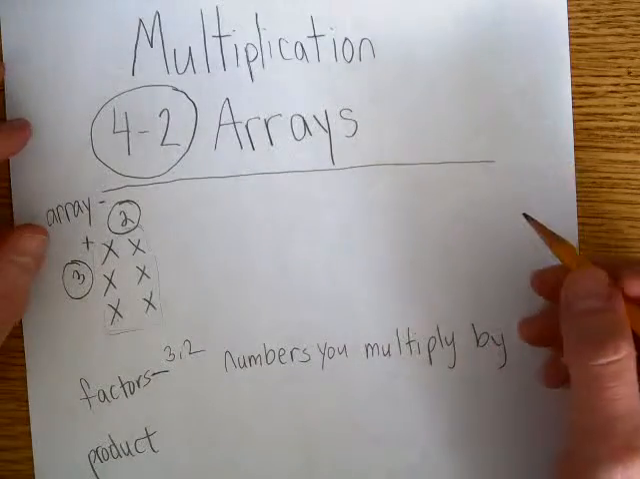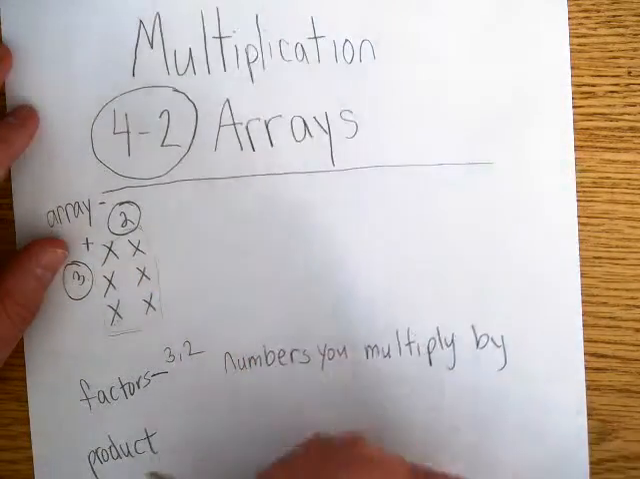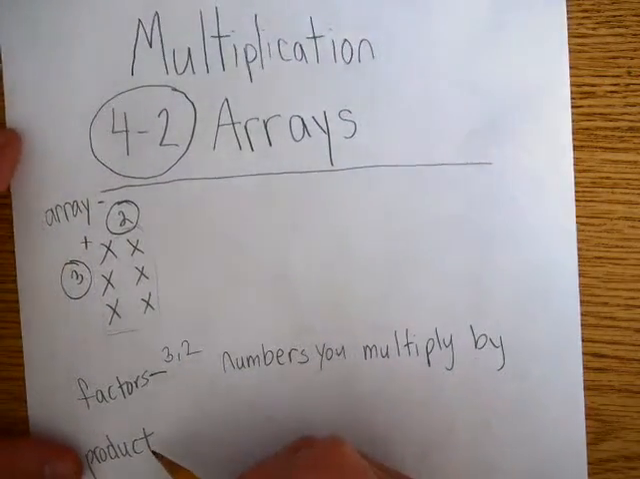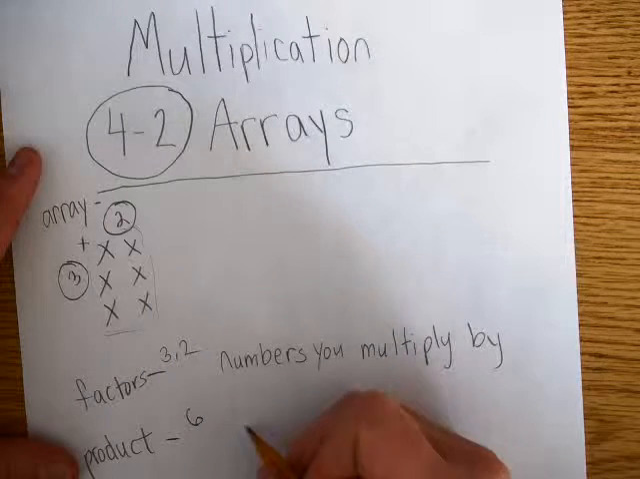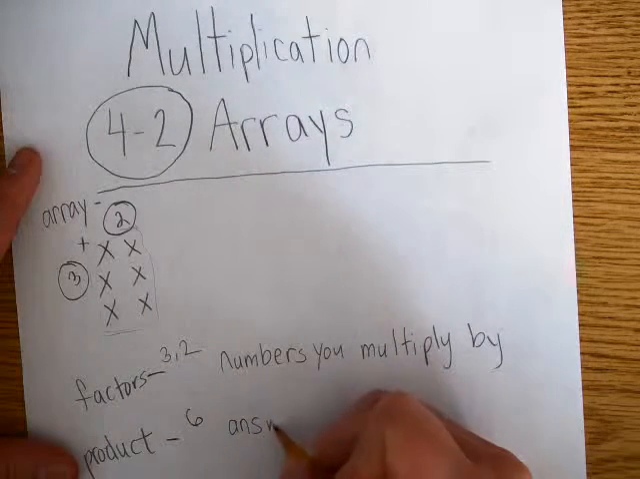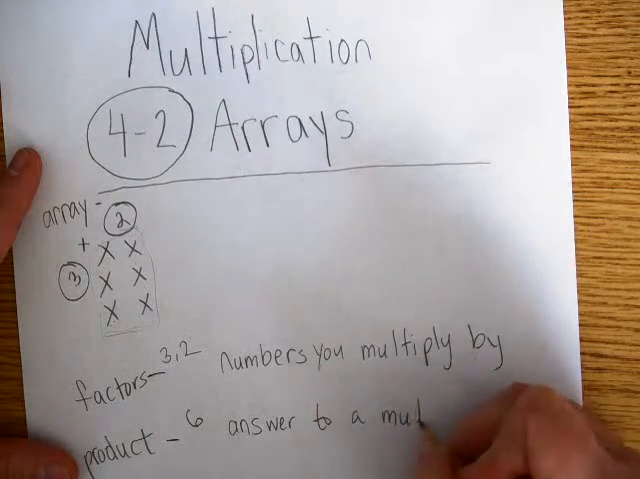So what you do is when you multiply them, you would say 3 times 2 and you would get a product. And the product is your answer to a multiplication problem. In this case it would be 6. So it would be the answer to a multiplication problem.